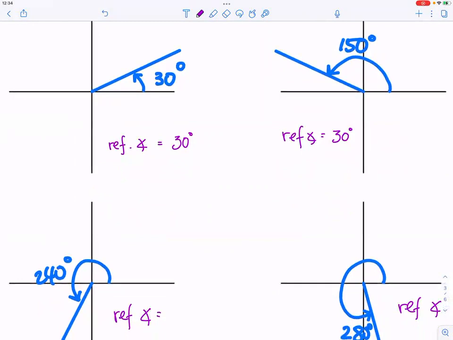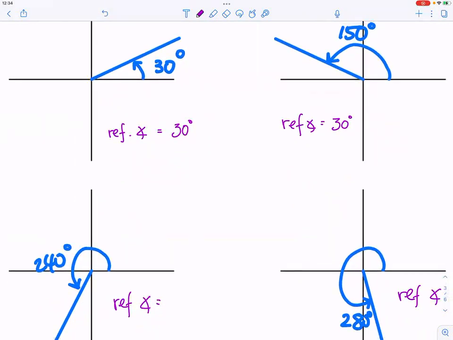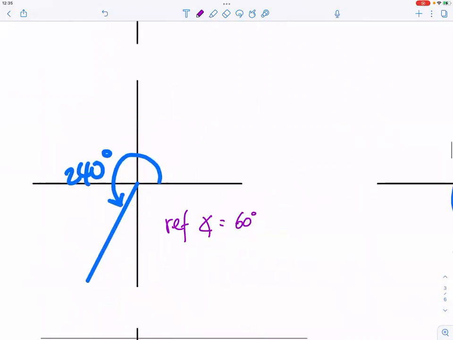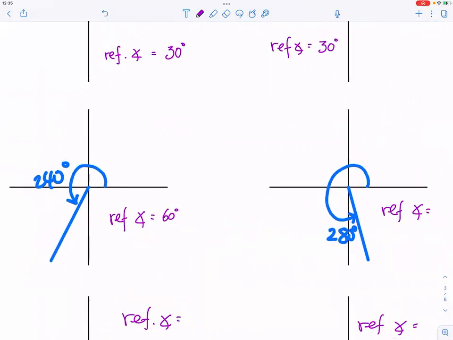The next angle you would draw is 240 degrees. What is the reference angle for the 240-degree angle? 60 degrees is correct. And then the next one, a 280-degree angle. Go ahead, draw the 280-degree angle.